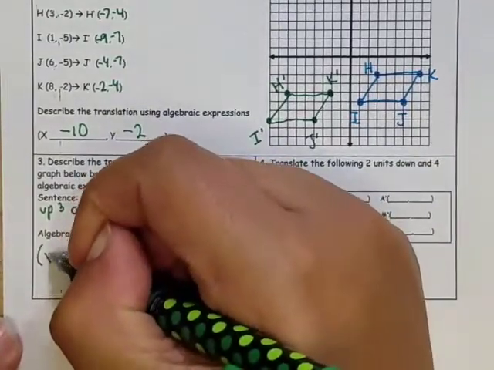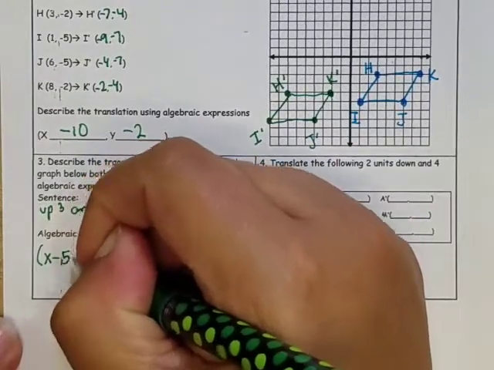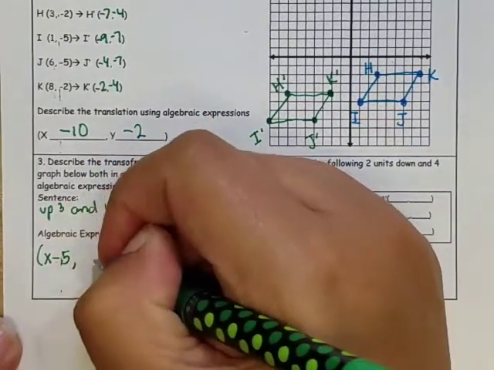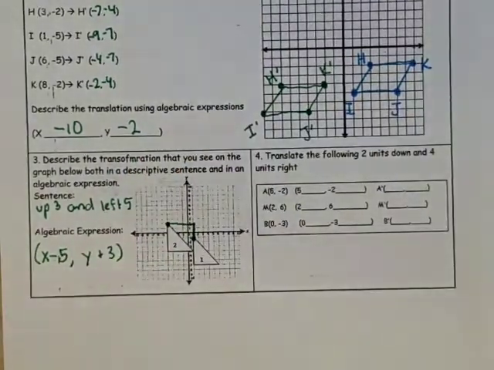So my x is my horizontal movement, so x minus 5. And then my y is my vertical movement, so y plus 3. So that's how you show your algebraic expression.